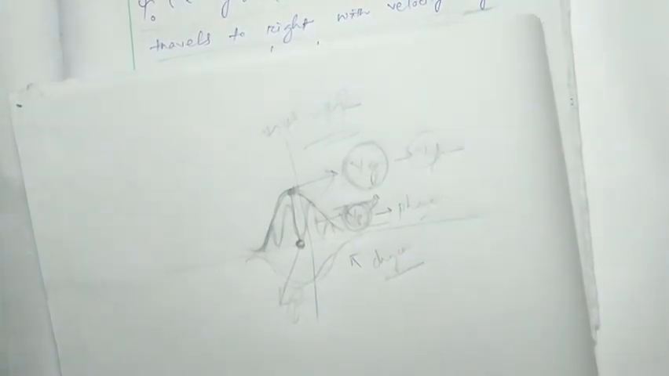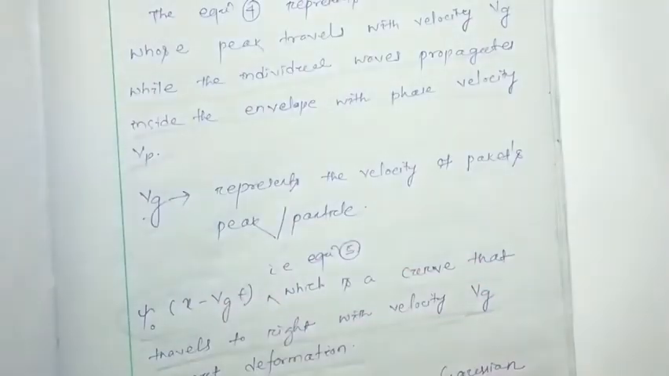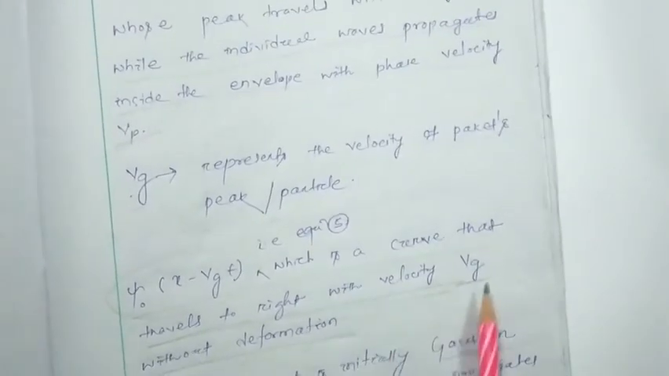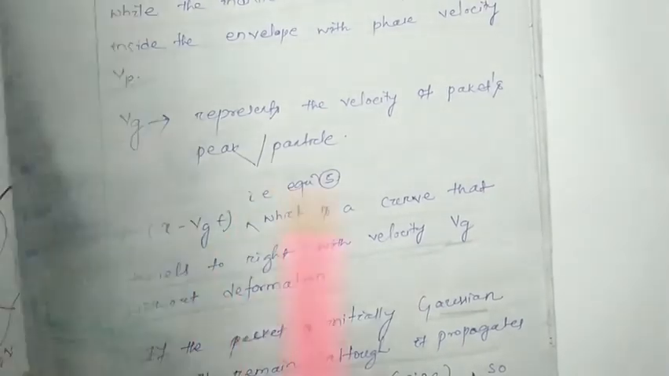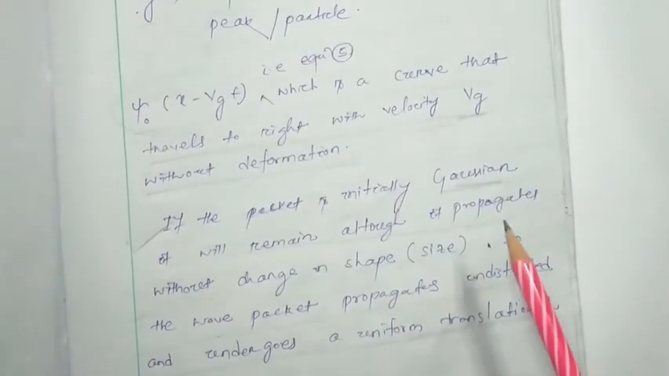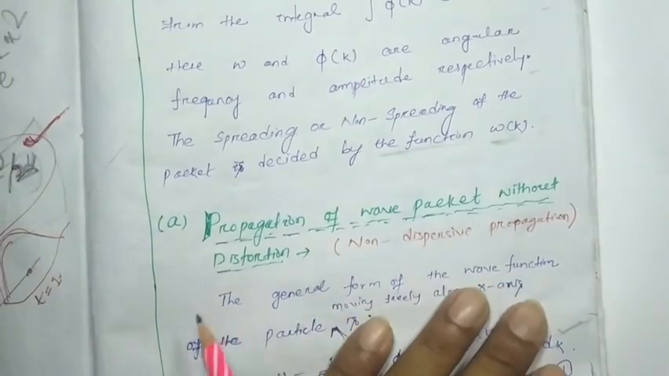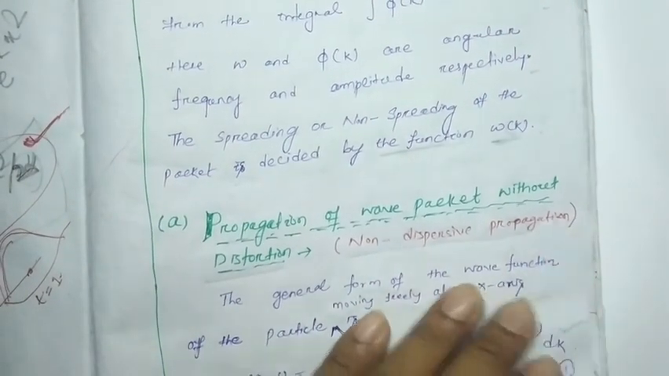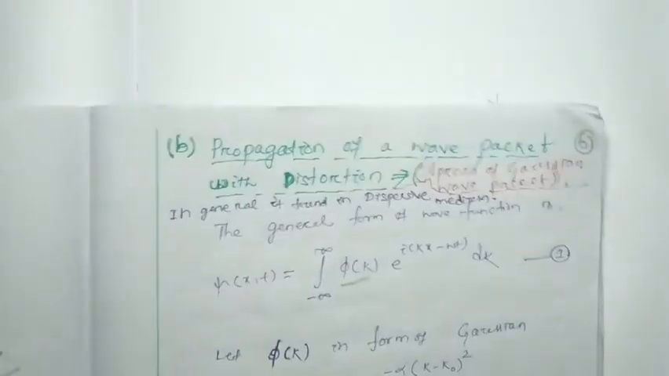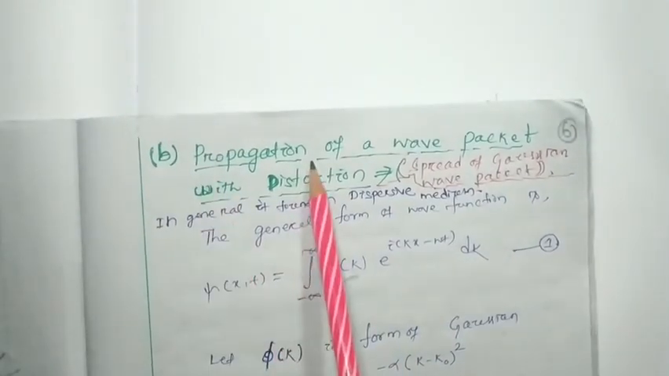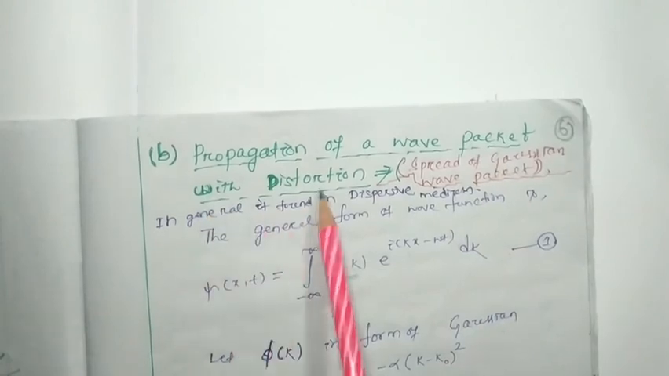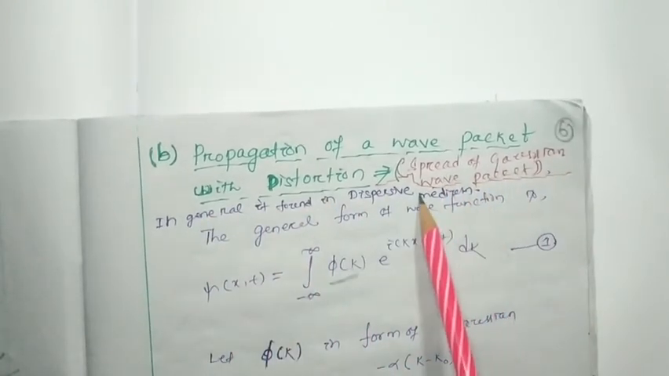Okay, so in the next video, I am again going to say that if a particle is moving in a non-dispersive medium in which there is no external force, then no deformation of the wave packet occurs. So this is all about propagation of a wave packet without distortion, or non-dispersive propagation. Next, in our next video, we will discuss propagation of a wave packet with distortion, or spreading of a Gaussian wave packet.